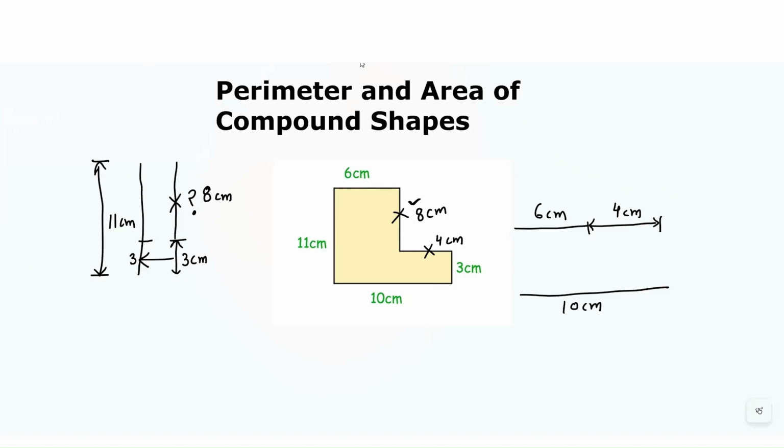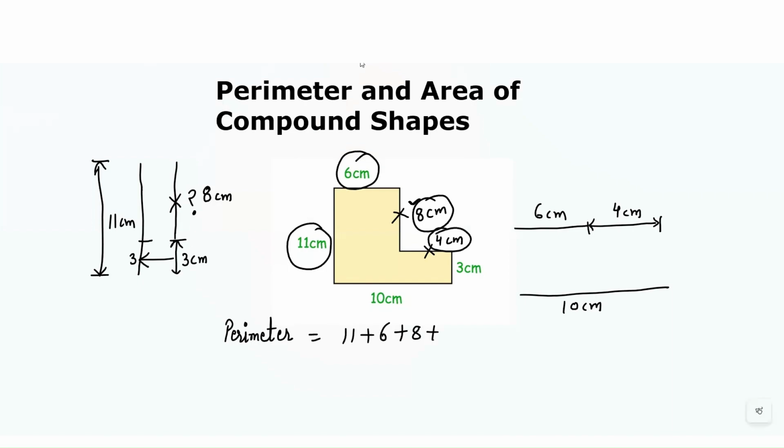Once we know all the side lengths of the diagram, we have to add them all together to find out what the perimeter is. So the perimeter for this shape will be equal to 11 plus 6 plus 8 plus 4 plus 3 and plus 10. When you add all these together, you will get your answer equal to 42 centimeter.